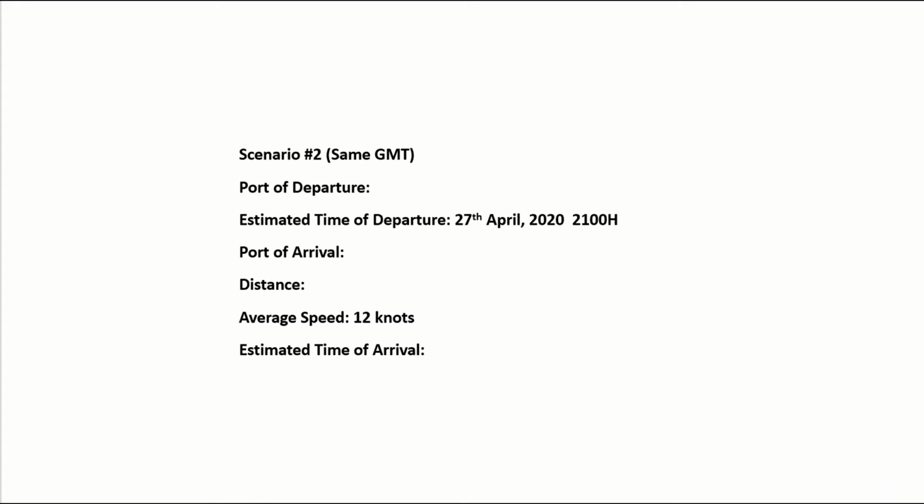So the professor already gave us the freedom to choose what port we will choose, and also its distance. So we already have given in scenario number two. First is the port of departure, which is Port of Manila. Estimated time of departure is 27 of April 2020, 2100 hours. Port of arrival is Port of Bataan. Distance is 780 nautical miles. Average speed is 12 knots, and estimated time of arrival is about to be solved.